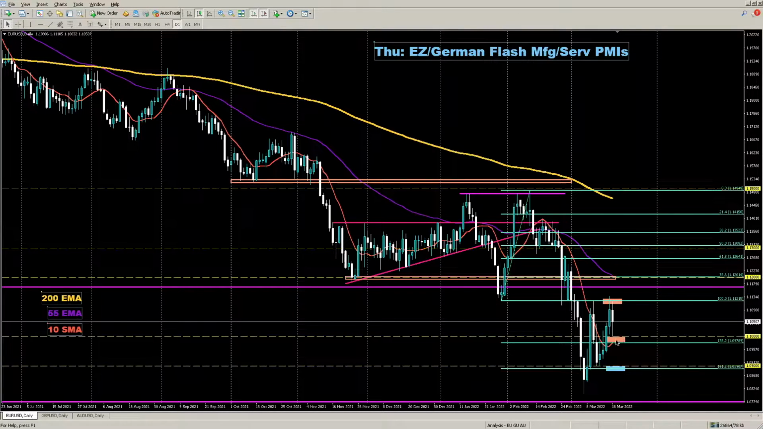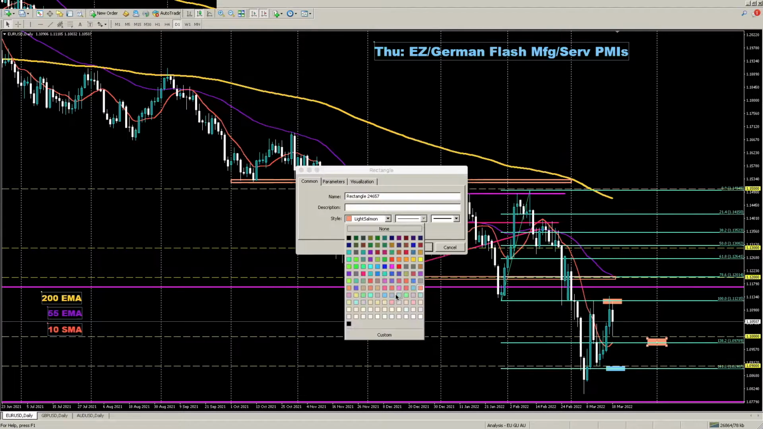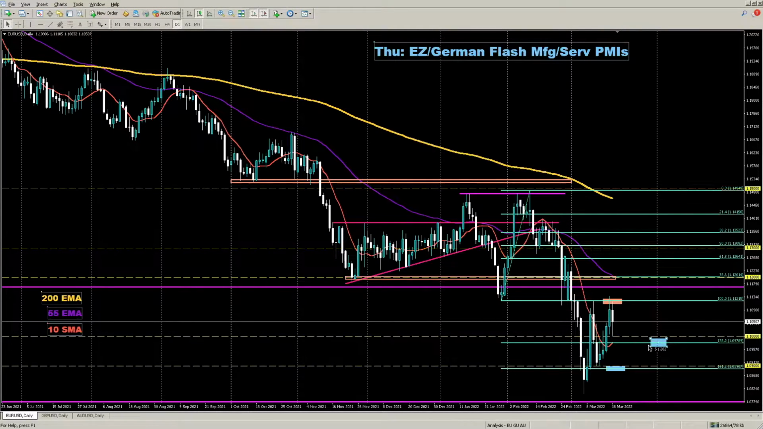So let's just change this now to support. It's going to be at the support level. This down here is still going to be support, key support at the 109 and the 162 fib area. So this is still resistance at the swing low.